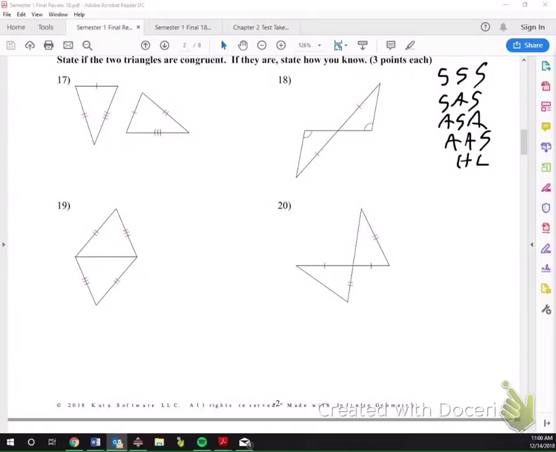So here on number 17, we see that we have 3 sides that are congruent. So we can say yes, side, side, side. On number 18, notice they only give us one side and one angle, and that's not a problem. Let's be smart. So we're going to figure out that there's a set of vertical angles there. Remember, I gave you that toolkit to use. We're going to go over that a little bit later.